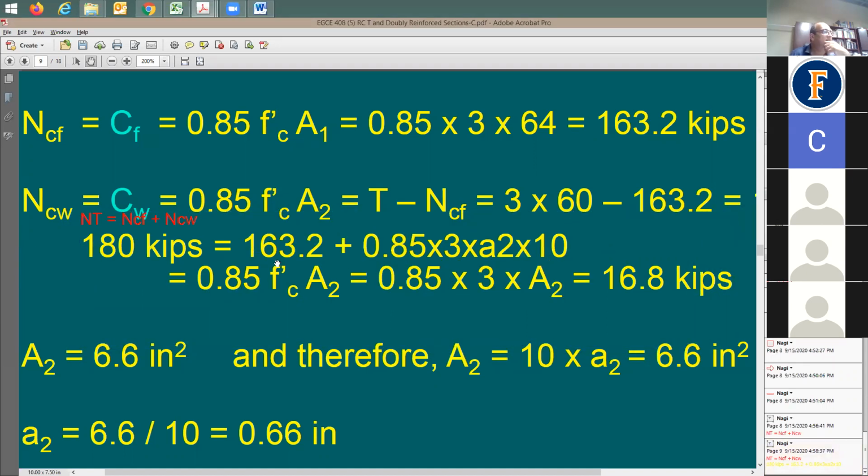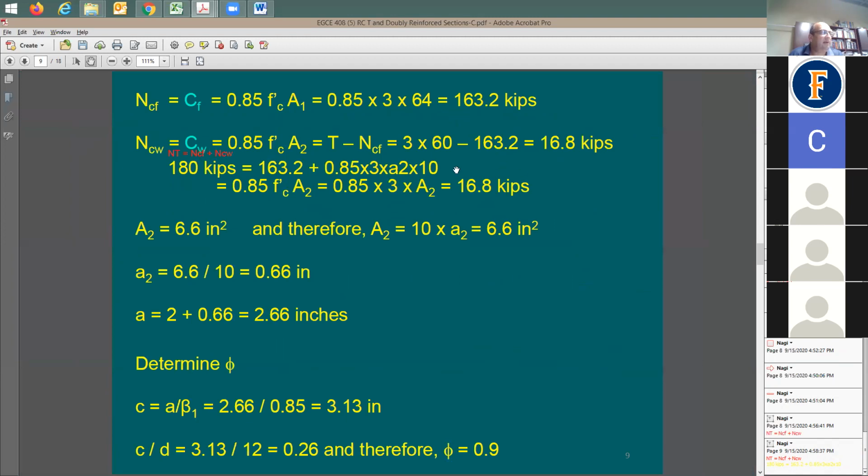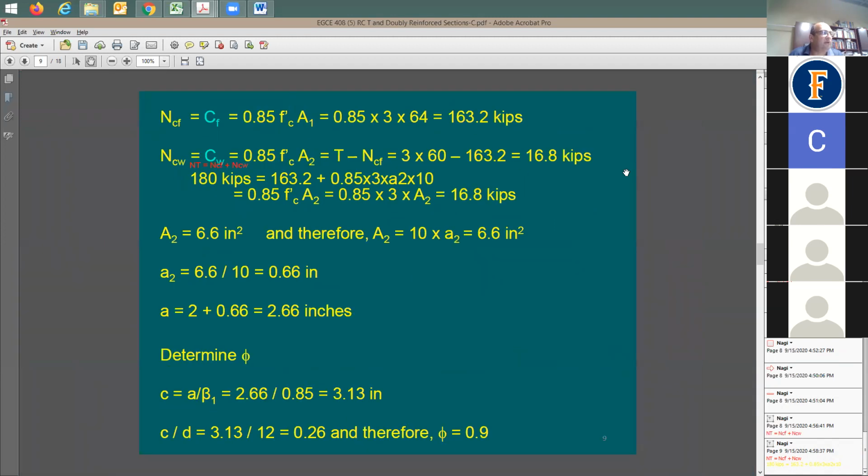What I'm saying is, the tension force here is 180 kips. The force in the flange is 163.2, calculated right here. The force in the web is going to be 0.85 times F prime C times A sub 2 times 10 inch, which is A sub 2 lowercase times 10 inch, the width. Okay, let me go back here and confirm.